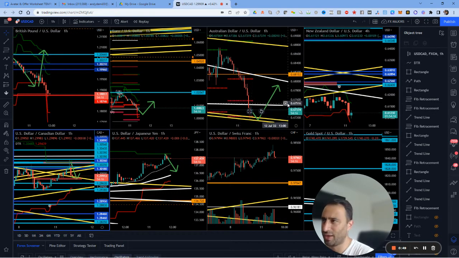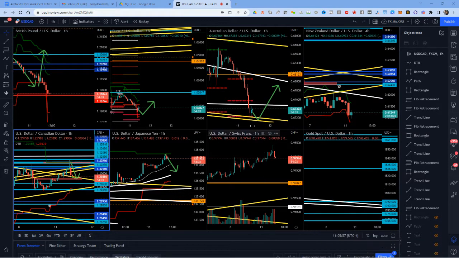I posted about this earlier in the elite group, and that one is looking extremely nice. Perfect bounce. But today I'm going to be speaking about the Dollar-CAD, which I basically pretty much shorted from this high. And I'll just show you very quickly.